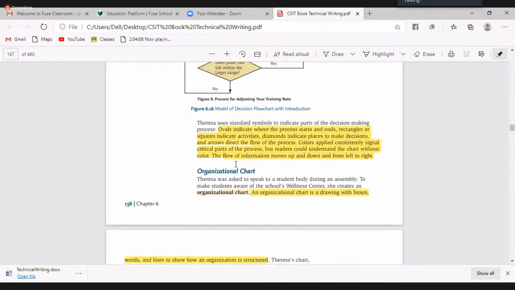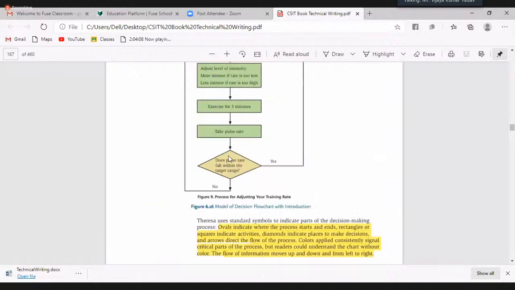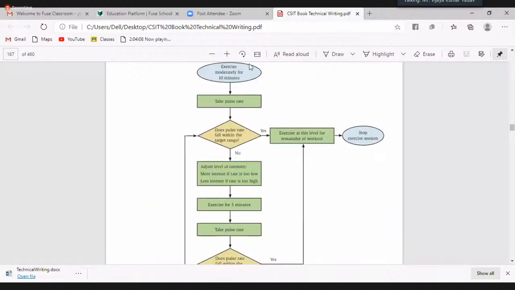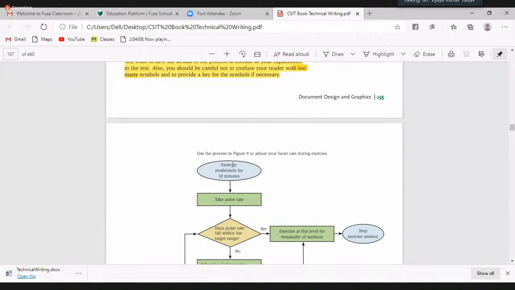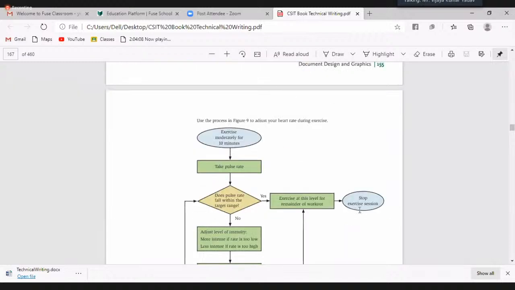Okay, the flow of information moves up and down and from left to right. So when we look at this, what do we find? The information moves up and down, and also left to right, isn't it? So here, what is given first is exercise moderately for 10 minutes. You do moderate exercise for 10 minutes, and from here the process starts.